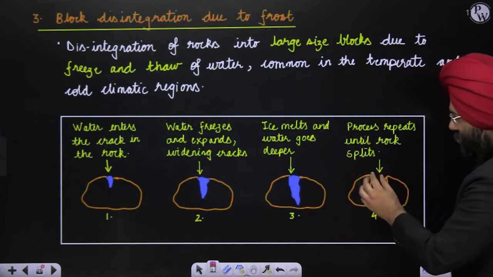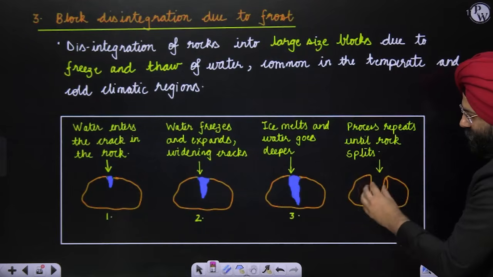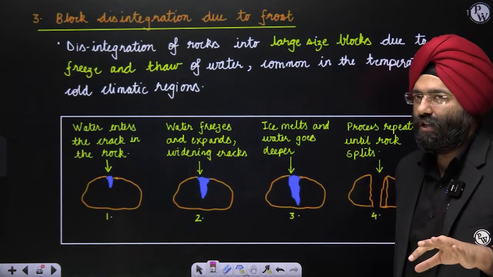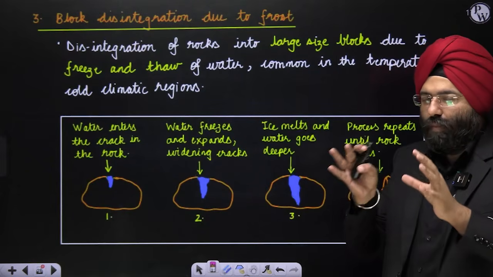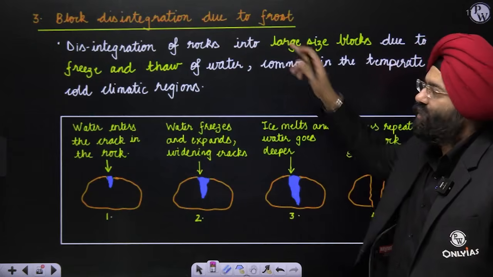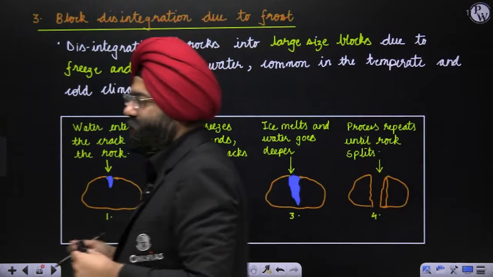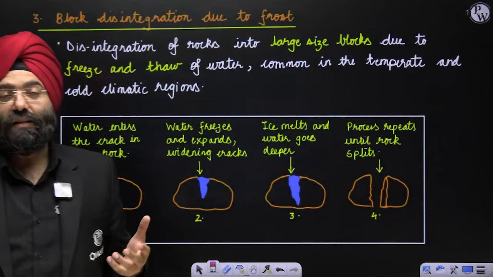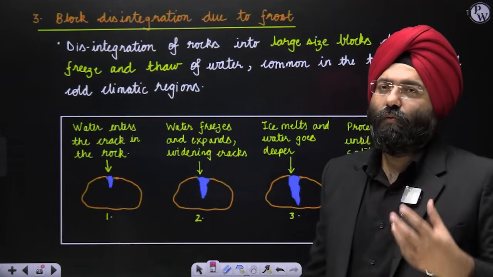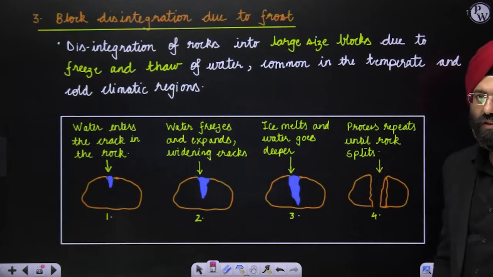What will happen ultimately is, this whole mass will be split into two or more parts. That is why it is called block disintegration, because big, huge particles are being separated rather than small granules. So that is why block disintegration due to frost is taking place. This takes place in the temperate or cold climatic regions where water can freeze naturally. So this is one of the major forms of physical erosion in the cold or the temperate regions, right? Let's move ahead.